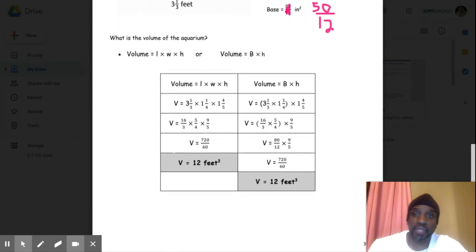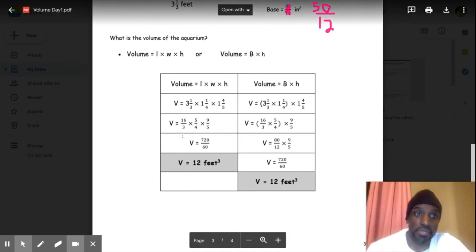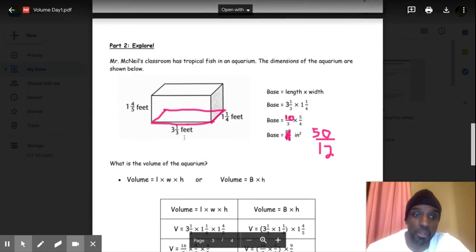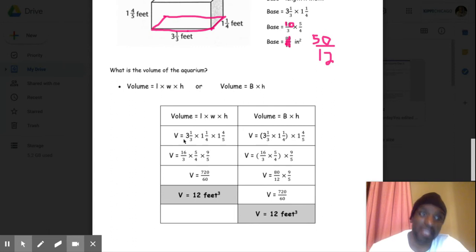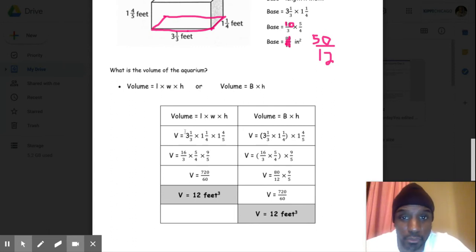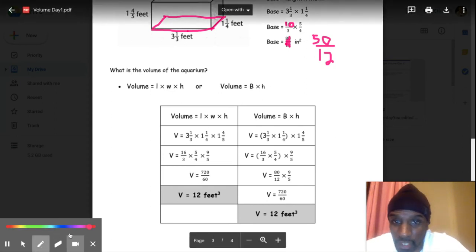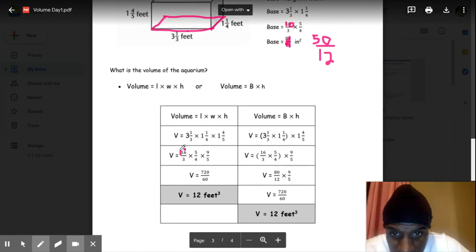Okay, here we go. So length times width times height. Remember, there's a mistake down here. 3 1/3 should be 10 over 3, not 16 over 3. Okay, so I made a mistake there. So here we go. Length times width times height. 3 1/3 times 1 1/4 times 1 4/5. Here we go. Let me change this real fast to 10 over 3, okay?